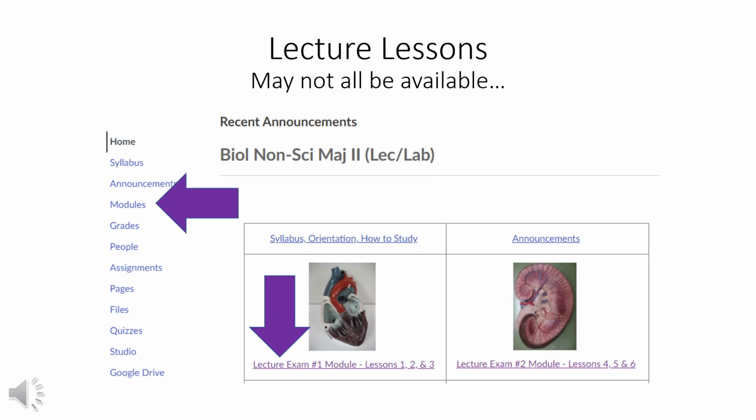One of the big things to do is some lecture lessons. On the home page, there is the second box on the left-hand side that's labeled Lecture Exam Number 1 Module and does have lessons 1, 2, and 3 in it. You can get to it by clicking the Lecture Exam Number 1 module or the picture of the heart, or on the left-hand side under Announcements, there would be modules. Either way, it takes you to the same place on the next slide.